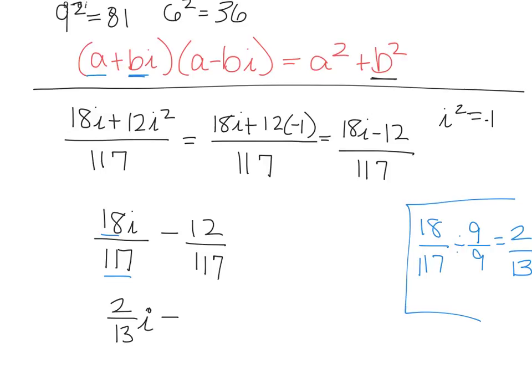Next, I'll look at the 12 over 117. Now, the 12 and the 117 are both divisible by 3. So I can divide both of these by 3. 12 divided by 3 is 4, and 117 divided by 3 is 39. So 12 over 117 reduces to 4 over 39.